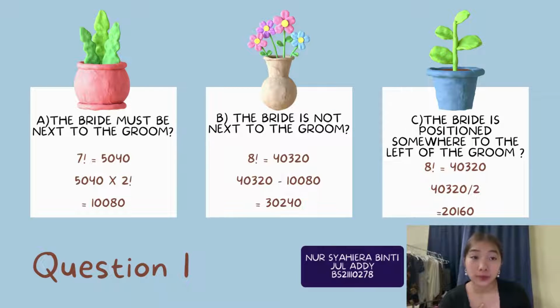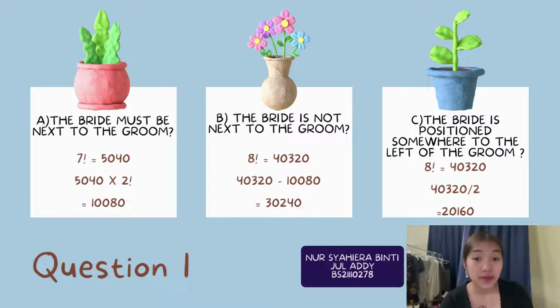Okay, we'll go right into part A where the bride must be next to the groom. First, we do the calculation for 7 factorial, then we will get 5040. Now, for each of those 5040, there are only 2 possible arrangements. So, 2 factorial multiplied by 5040. So, the answer will be 10,080 for part A.